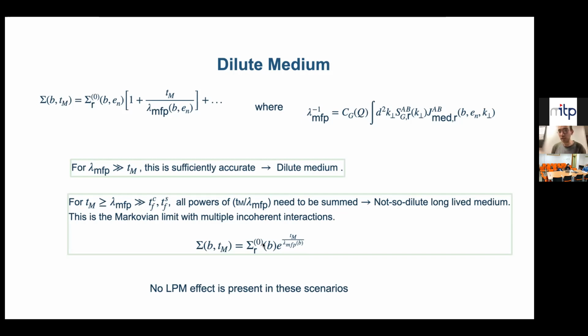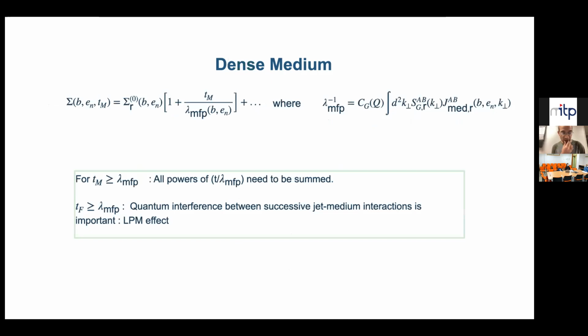And the series is actually just an exponential, which is pretty simple. And you can just exponentiate this factor of T_m over lambda mean free path. So in this case, there is no LPM effect present. So LPM here refers to basically the quantum interference between successive jet interactions. So that is absent whenever this condition is satisfied. Okay, so that's that. So let's look at the more interesting case, which is the case of the dense medium.